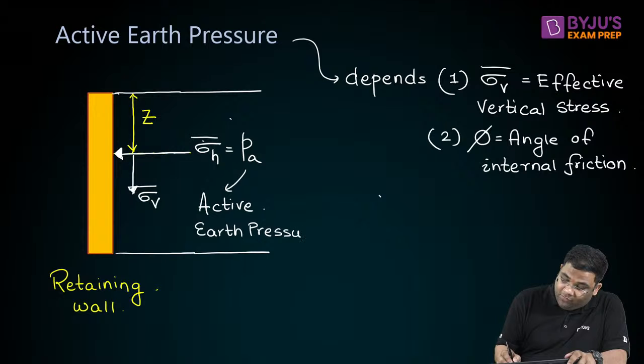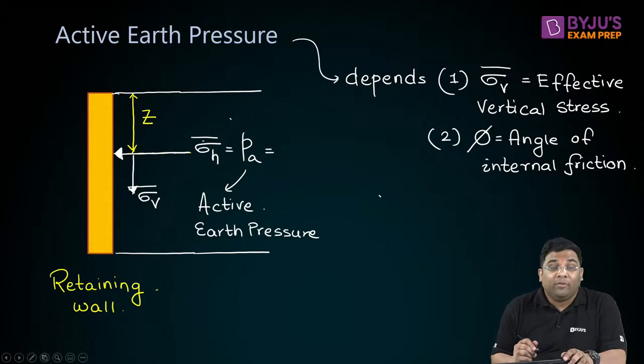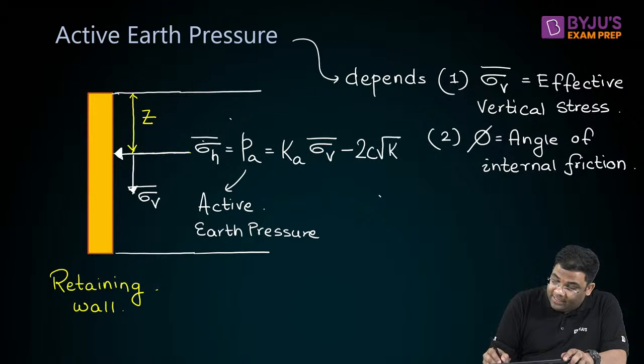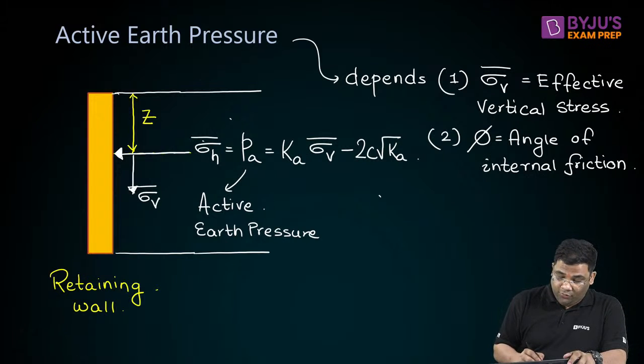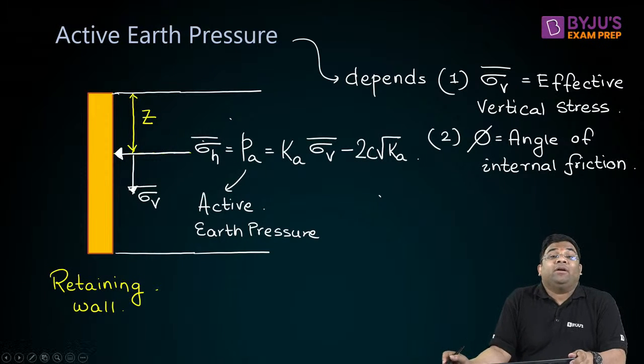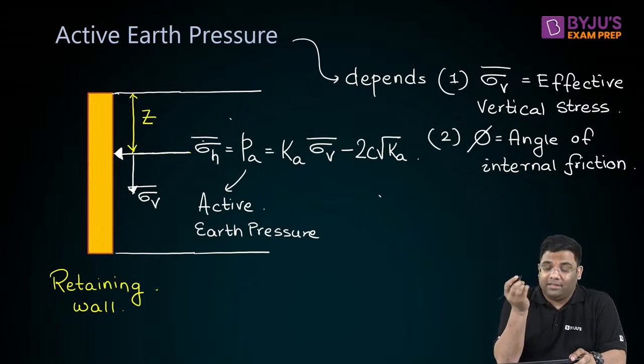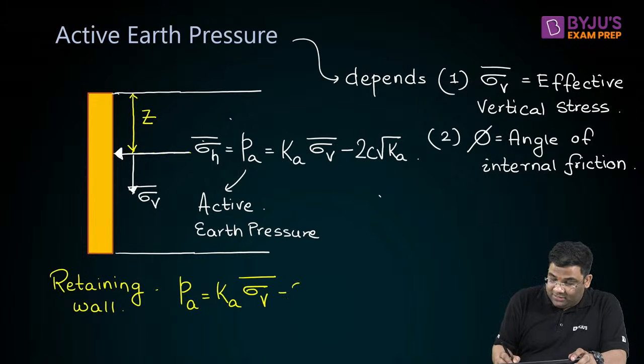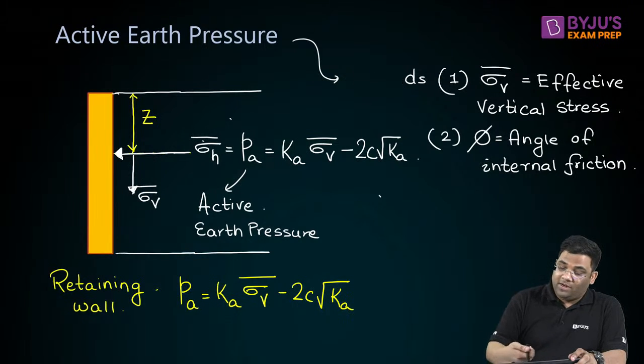So this will be equal to, remember the equation, Ka into the vertical stress minus 2C root Ka. So this is how you find out the active earth pressure at a depth Z. It is simply, I'll write down again, the vertical stress into Ka minus 2C root Ka. Now what are these terms?